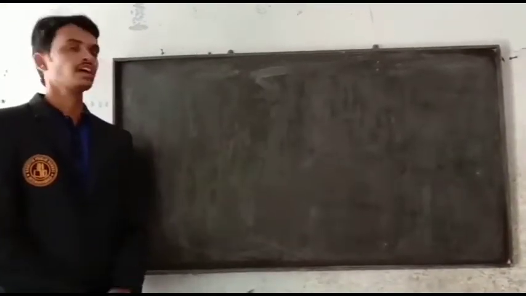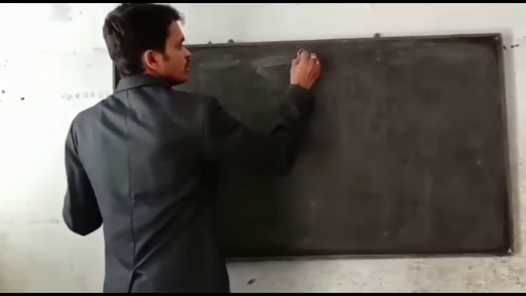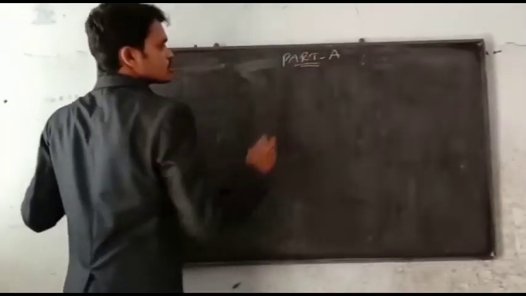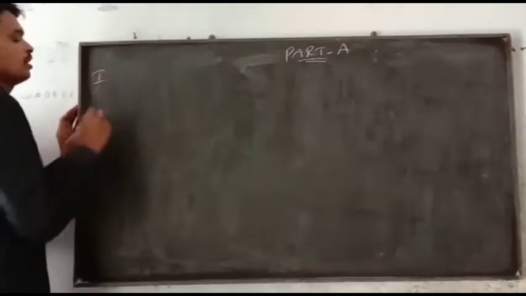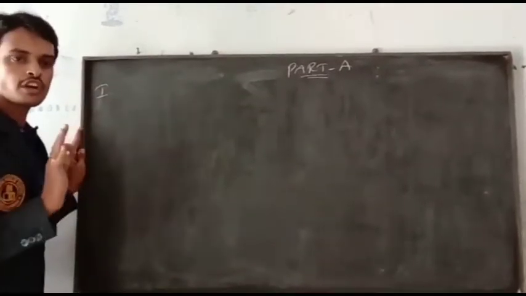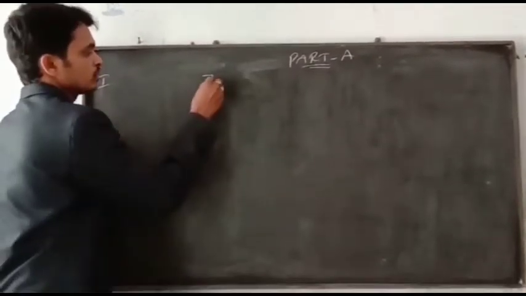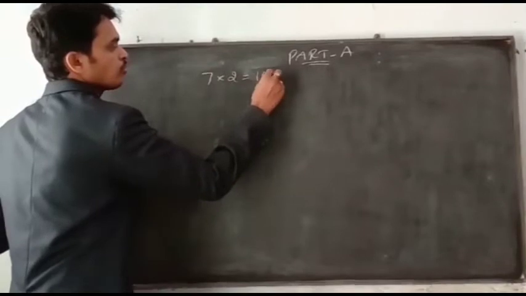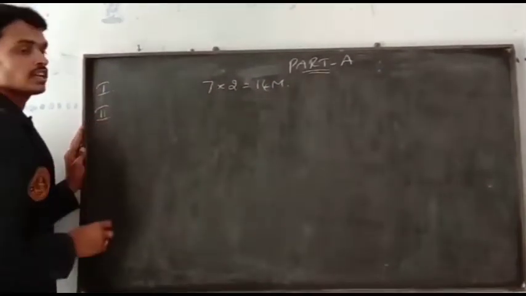We will discuss the paper pattern. It consists of 2 parts. First, part A. Part A consists of 3 bits. In the first bit, there is no choice. 7 problems, each problem carries 2 marks. Total 14 marks.